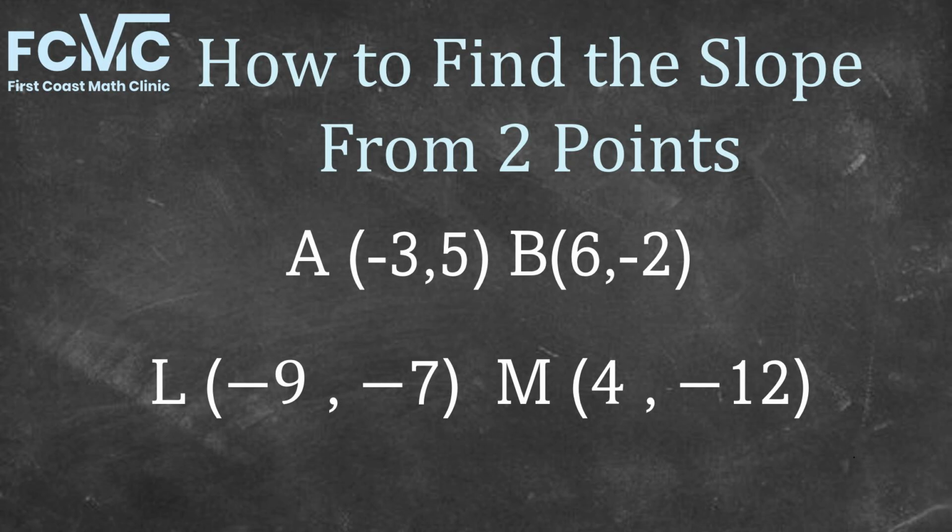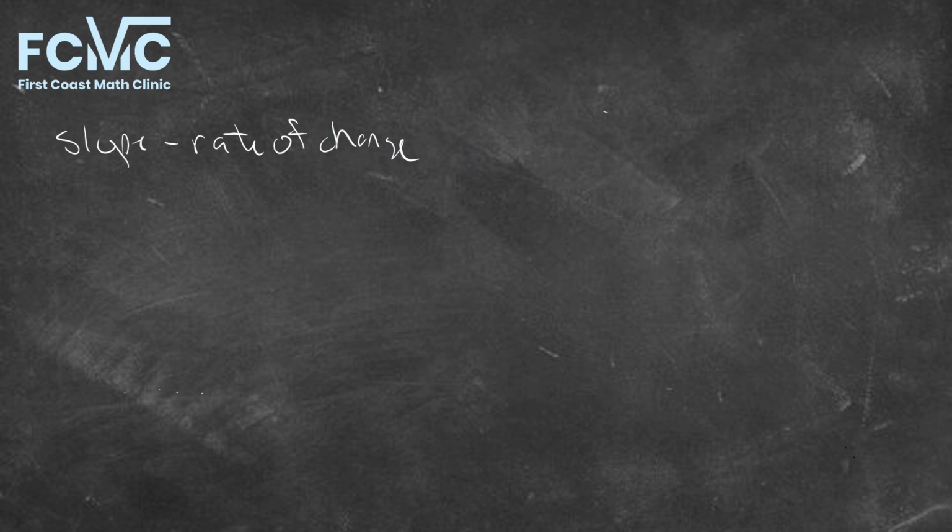In this video, I'm going to show you how to find the slope of a line from 2 points. Let's get into it. We use the letter M to represent slope. So let's say we've got points (2, 4) and (5, -1). All right, so let's plot these points on a graph.